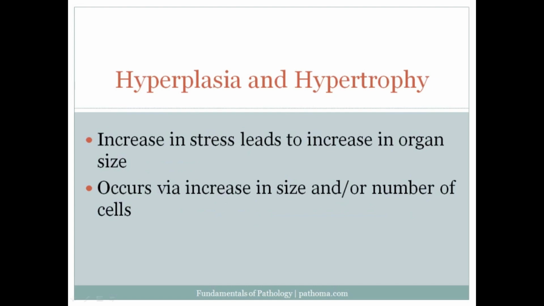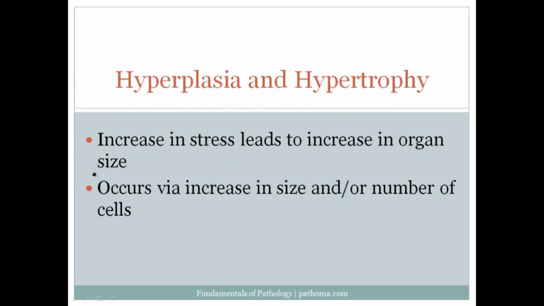Now, the first of the growth adaptations is hyperplasia and hypertrophy. The idea here is that if there's an increase in stress on an organ, this will lead to an increase in organ size. Basically, if the organ has to do more work, the organ will become bigger in order to do that excess work. Now, how will the organ become bigger?